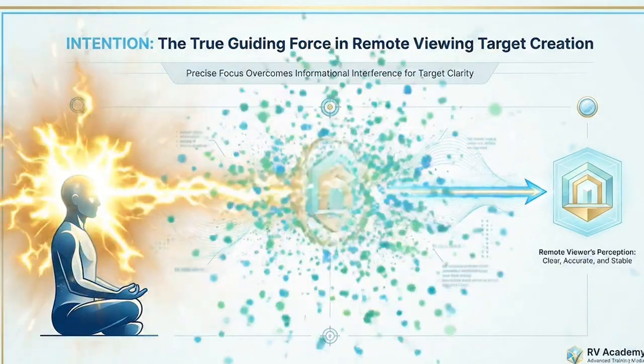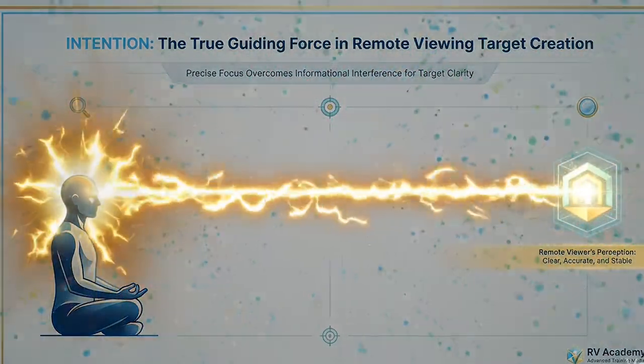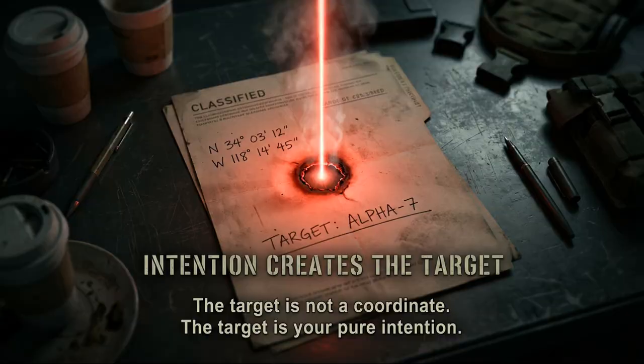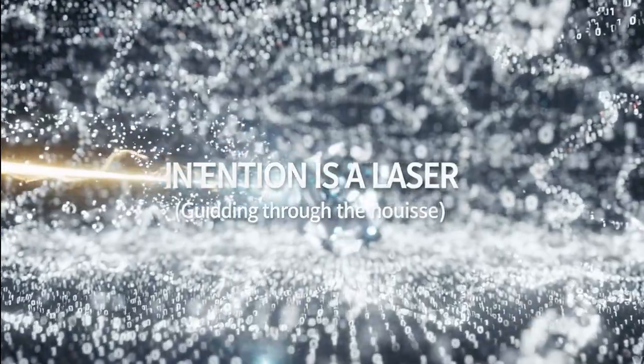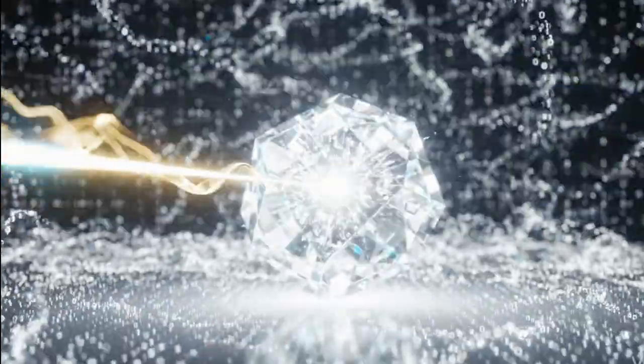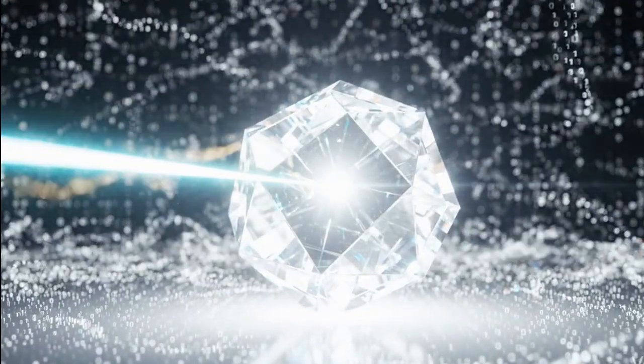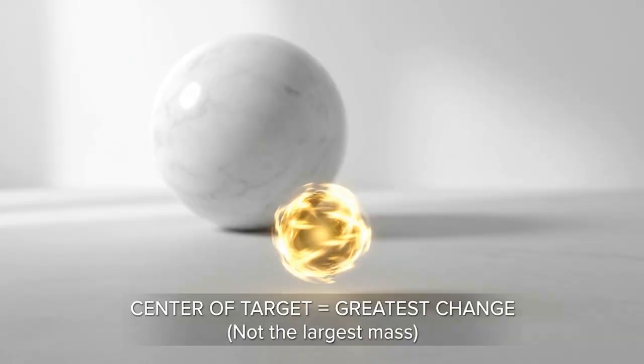Your intention creates the target. Not a number, not a note on a piece of paper, but what you actually want to investigate. Because remote viewing acts like a wave that penetrates everything, the target can be absolutely anything. Physical locations, activities, but also non-physical or imaginary entities. Your intention acts as a laser that flawlessly guides the viewer through the informational noise straight to the core of the target. And it's worth remembering here that the center of the target is the place of the greatest change in time, not simply the largest physical mass.